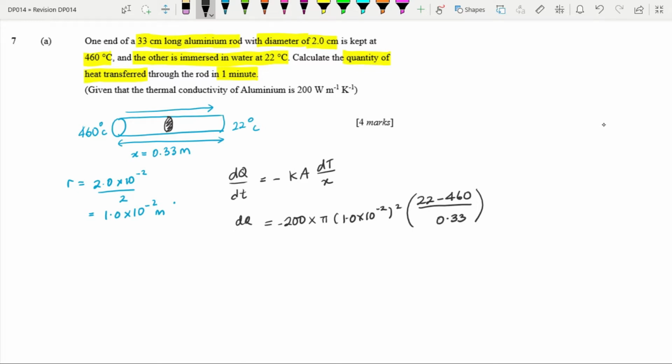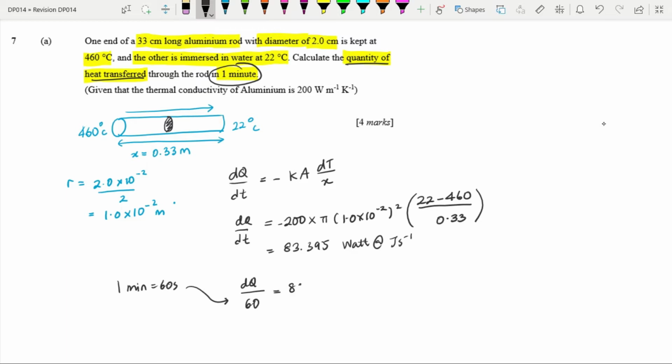Okay, so kita akan dapat dQ over dt straight away bila kita kira, which is equals to 83.395, and the unit will be rate of heat transfer kan, sama ada watt or joule per second. Tetapi soalan minta quantity of heat in 1 minute. So kita hanya perlukan dQ dalam masa time 60 second. 1 minute equivalent to 60 second. So substitute sajalah 60 second.